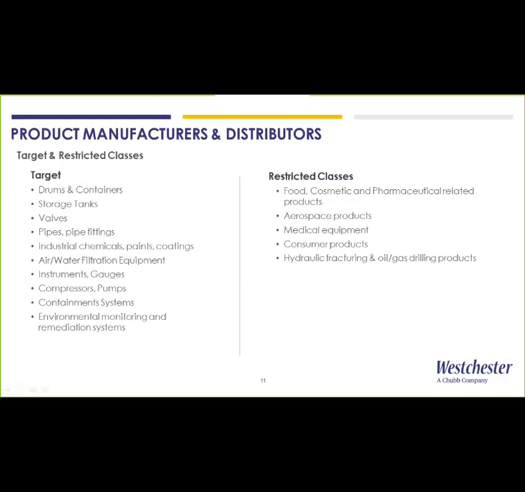We write a lot of drum and container manufacturers, valves, pipes, obviously storage tanks. We do a lot of chemical blenders, paint manufacturers, coatings manufacturers, air water filtration equipment, just any type of product that's more of a wholesale product. We don't really write things that go on the shelves of Walmart or Target, but we probably write manufacturers of components that go into those products.